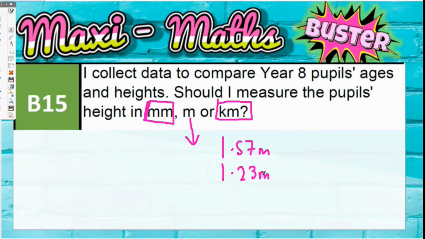So the reason why someone would be asking this, they might be trying to compare, is to see if there's any correlation between when the pupils were born in year 8 and how tall they are. So obviously the oldest pupils will be born in September, October, November. The youngest pupils of that year group would be born in June, July, August.